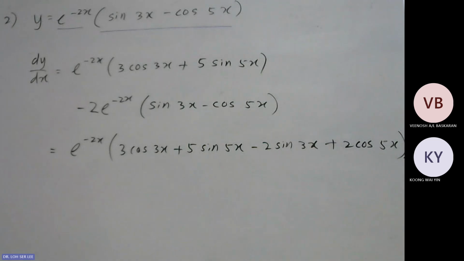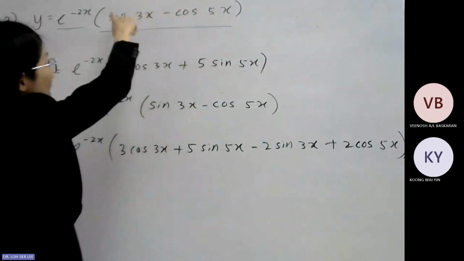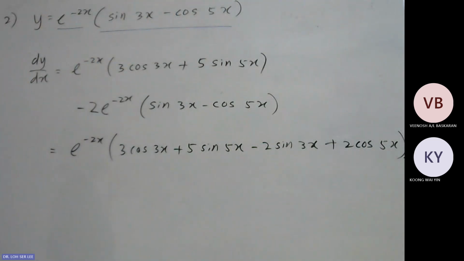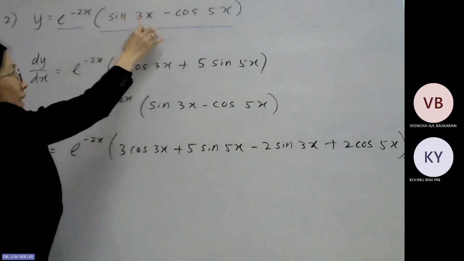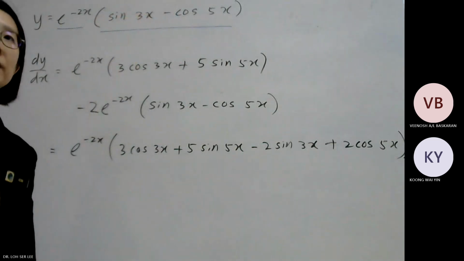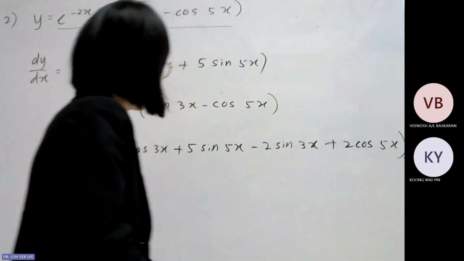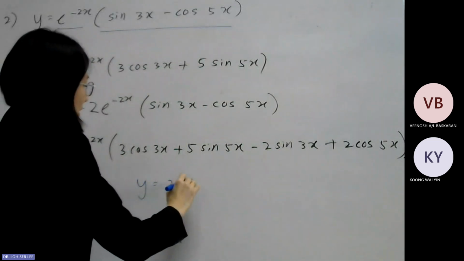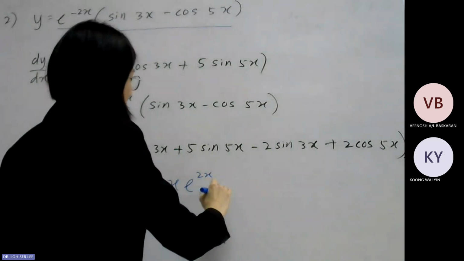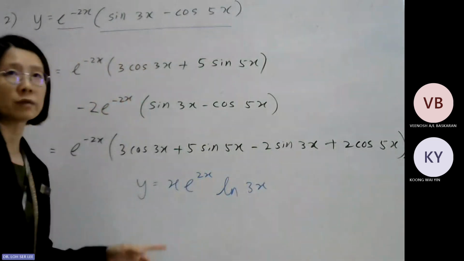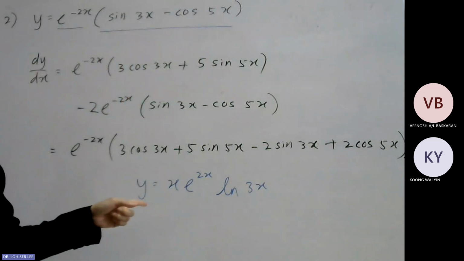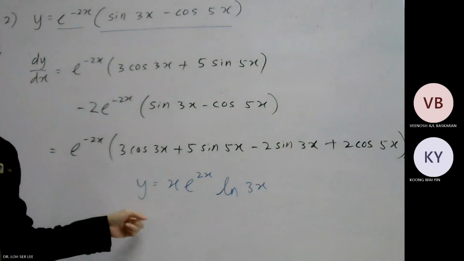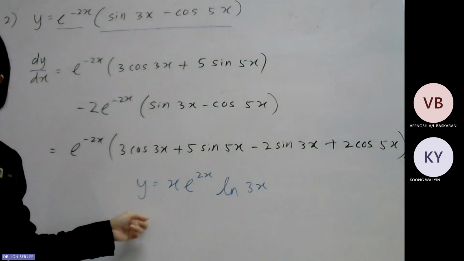Even though if you have a product function here, we can still use the UV, but you need to apply the product rule inside here when you find the V prime. Okay, what I mean is if you have this kind of function, y equals x e^2x ln 3x, how do you find dy/dx?